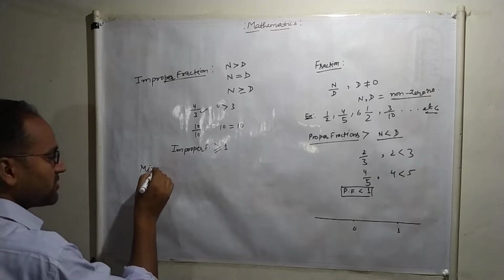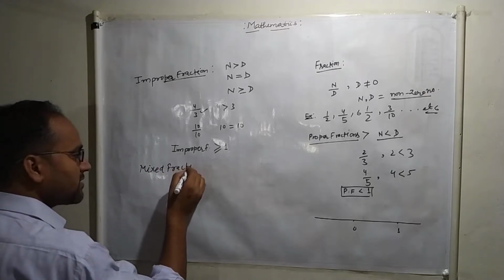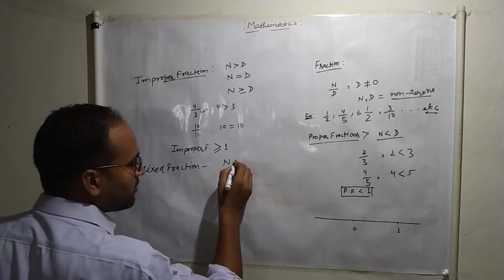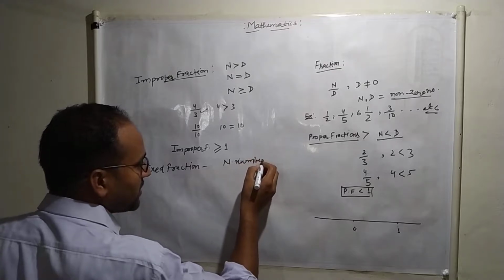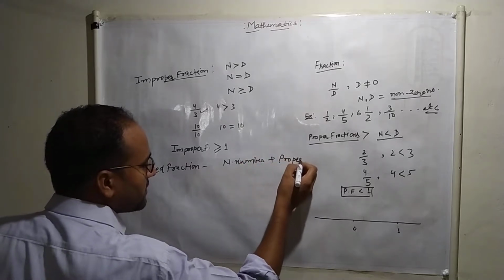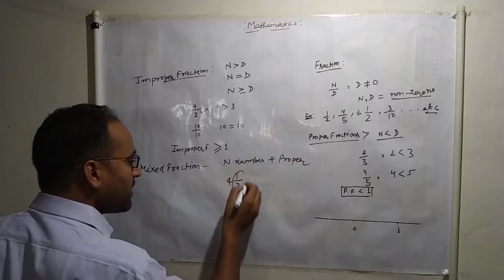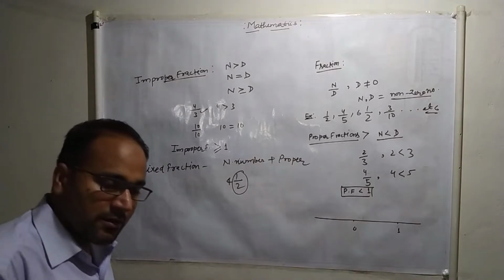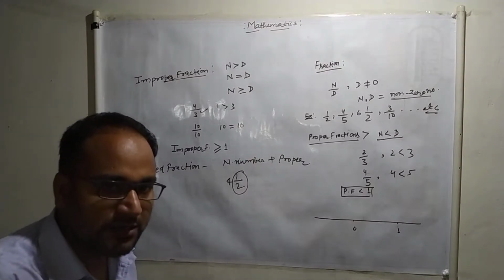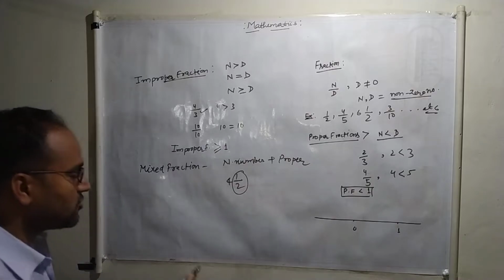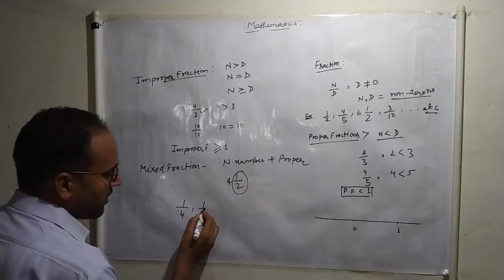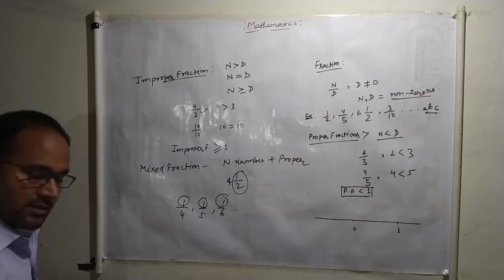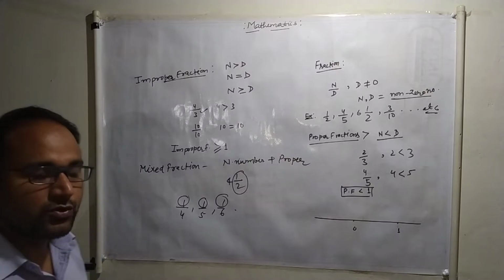Mixed fraction is a collection of a natural number together with a proper fraction, like 4 whole 1 by 2. 1 by 2 is a proper fraction and 4 is a natural number. Similarly, a unit fraction is a fraction whose numerator is always equal to 1, like 1 upon 4, 1 upon 5, 1 upon 6.